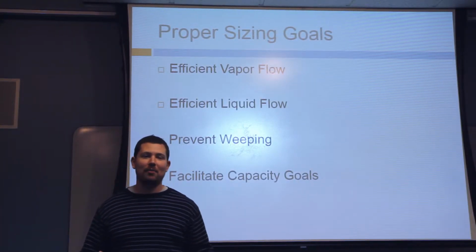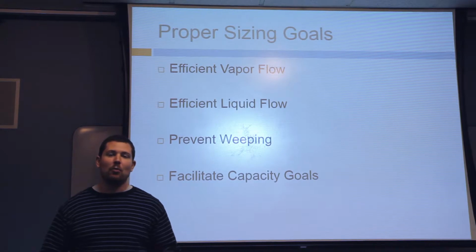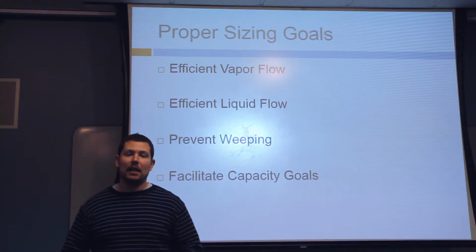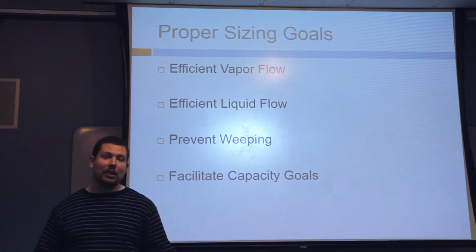So why does size matter? A properly sized column will allow the most efficient liquid and vapor flow. It'll prevent weeping, and it should be sized to meet your capacity and distillate goals.